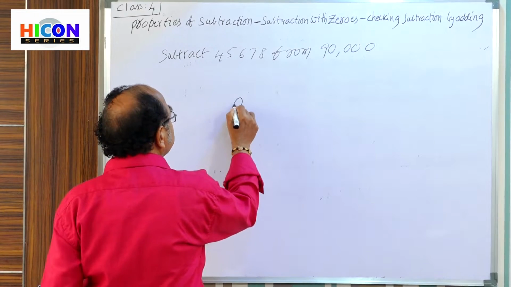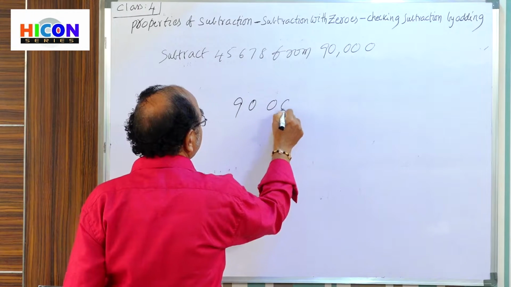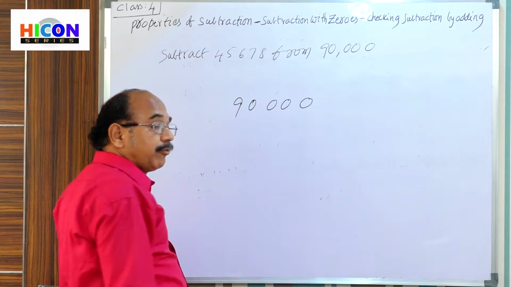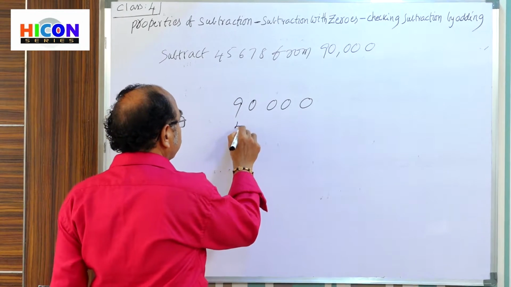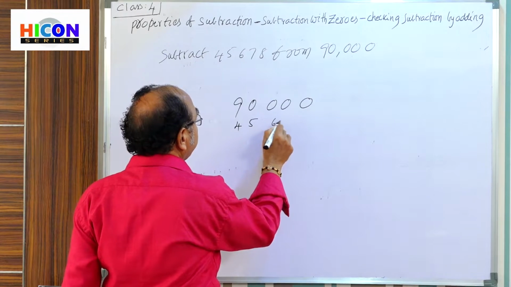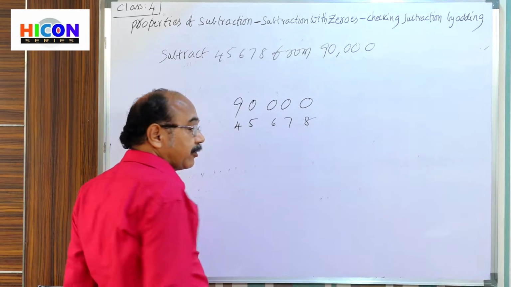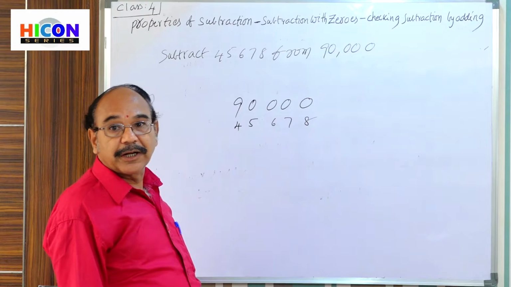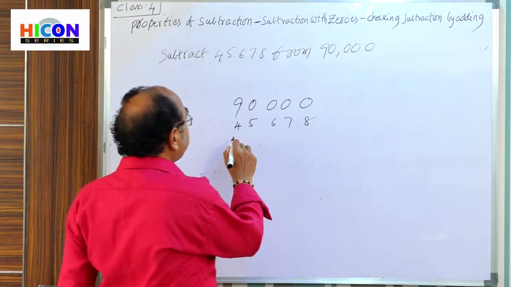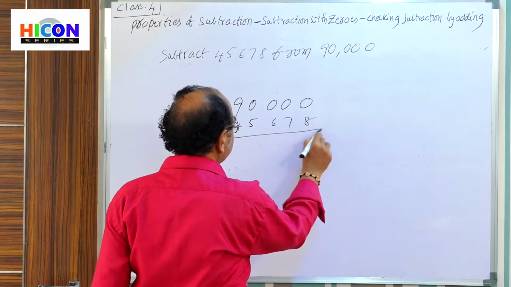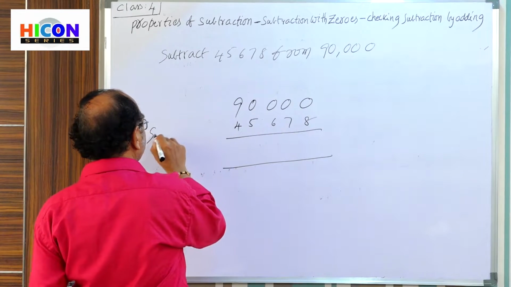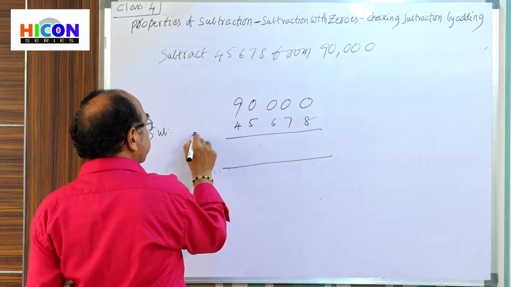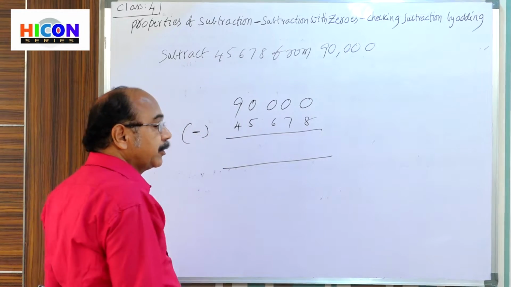So 90,000, right? From 90,000, we subtract 45,678. Subtraction means minus.